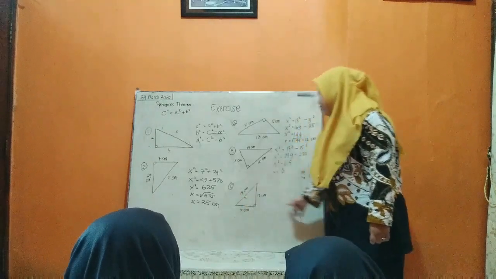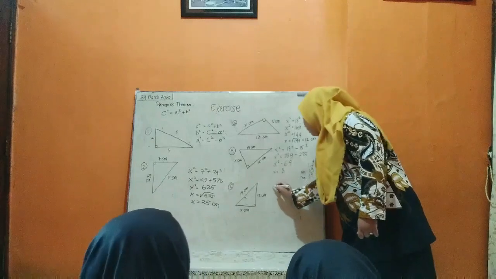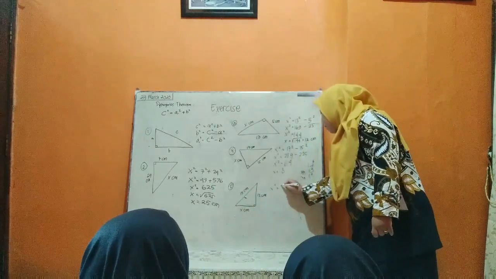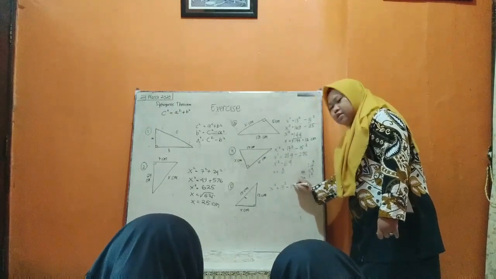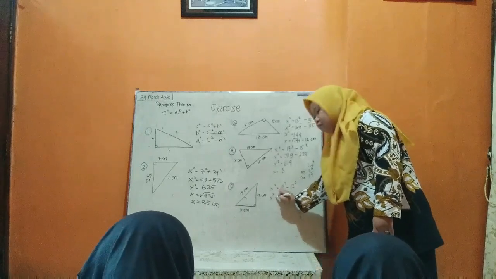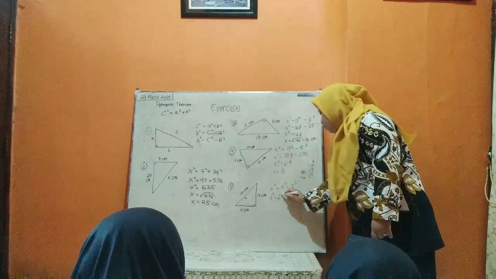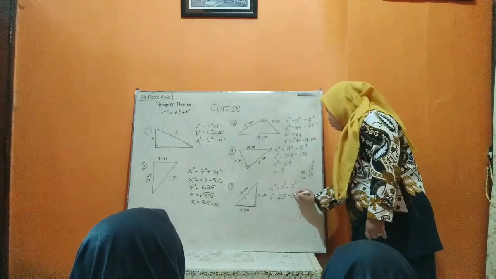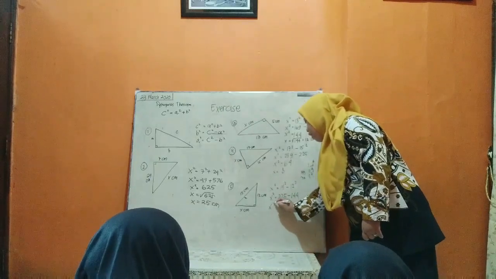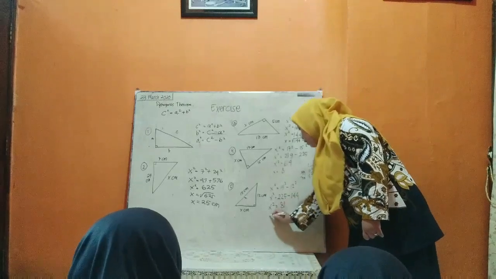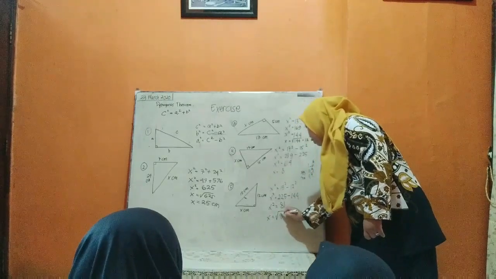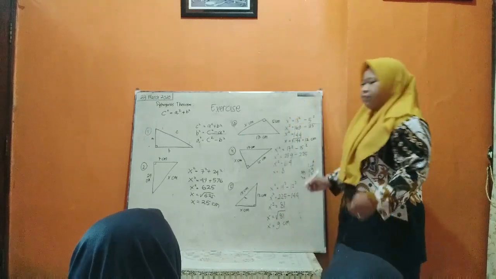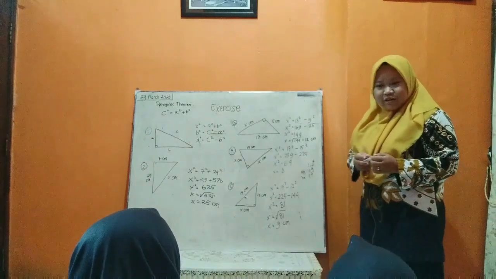And then number 5. Number 5 is determine the value of x. So x square is equal to the hypotenuse, 15 square minus 12 square. So x square is 225 minus 144. So x square is 81. x is equal to the square root of 81, and x is equal to 9 centimeters. Do you understand? Yes. Any question? No. Okay.